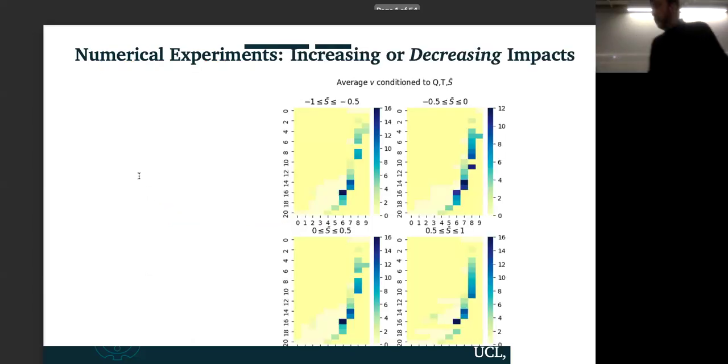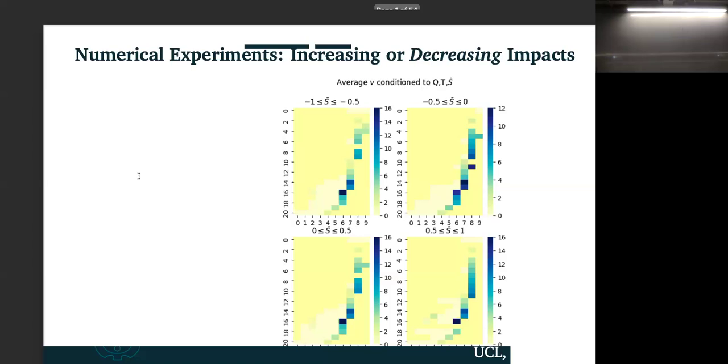Just to give you an idea about the output, this is one typical output. Of course now our state is Q, P, and S, where S is the normalized price, and these are different slices for different values of the price. Here you have time, and here you have the inventory that you have, and for each value of inventory, time, and price, we get the optimal amount of shares to trade.